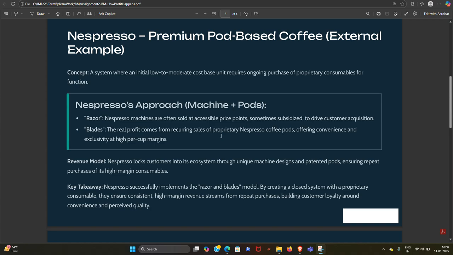Now, Nespresso is the second example, which has premium pod-based coffee. So this is a razor and blades model where the razor is a product which gives a low margin to the company, but it invites the consumers to join the ecosystem of the product, which causes recurring purchases of the blades, and the blades here is from where the real profit comes.